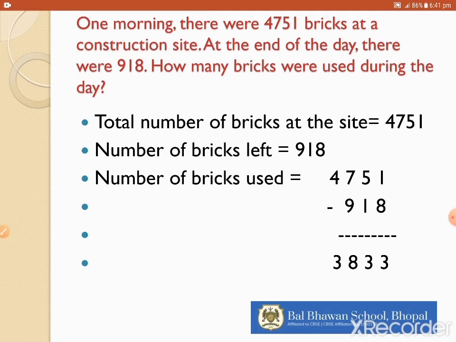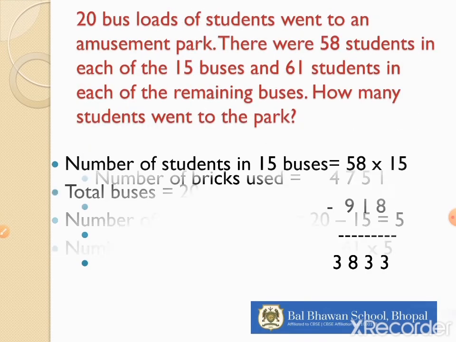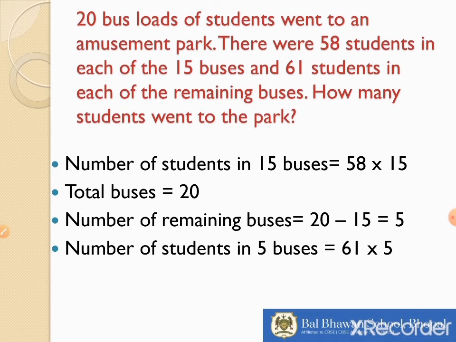So children, you have seen that in this question we have applied subtraction because we have to give the answer about how many more. Now look at the next question. The next question says 20 bus loads of students went to an amusement park. There were 58 students in each of 15 buses and 61 students in each of the remaining buses. How many students went to the park?